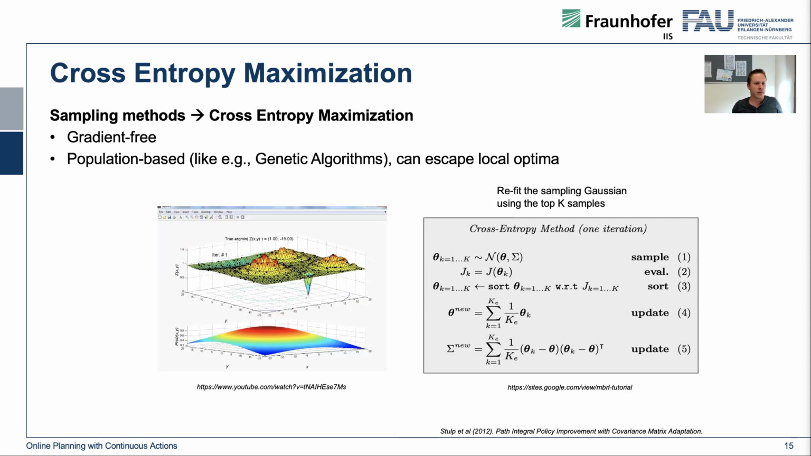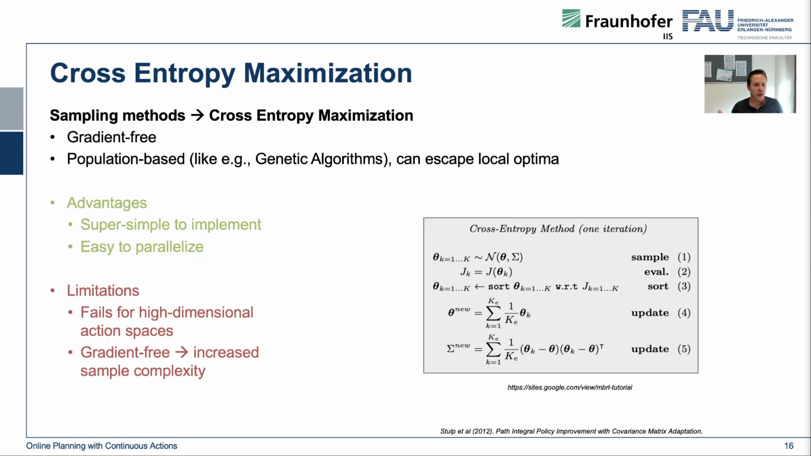Cross-entropy maximization is a really easy to implement algorithm. It's super simple to implement. It's also easy to parallelize, because you can sample all these trajectory parameters in parallel and evaluate them in parallel, and then you just have the fitting in a centralized component. So the advantages of CEM: it's super simple to implement, and it's embarrassingly easy to parallelize.